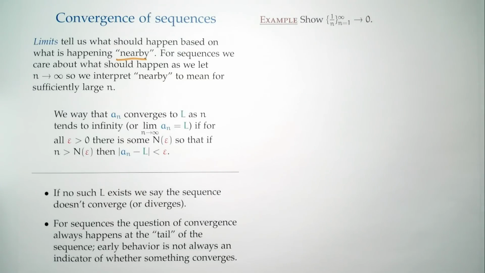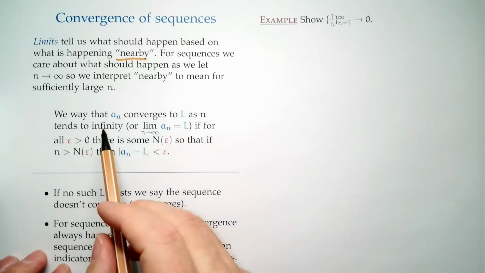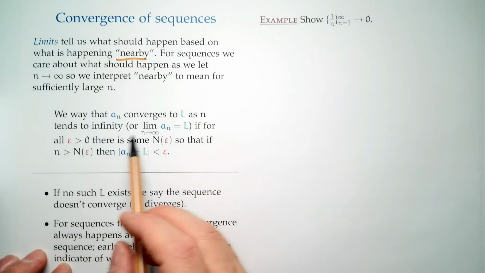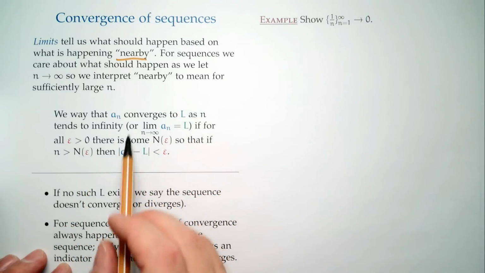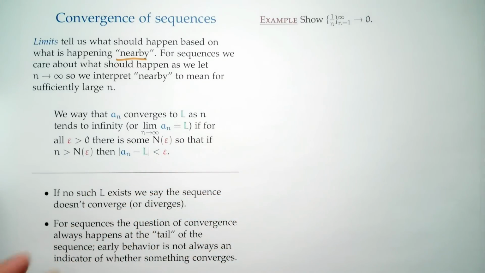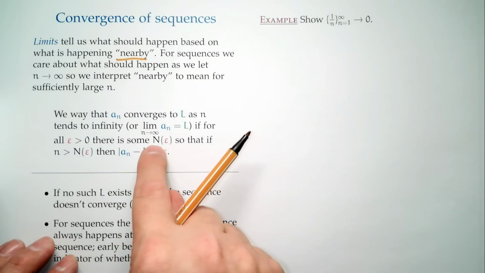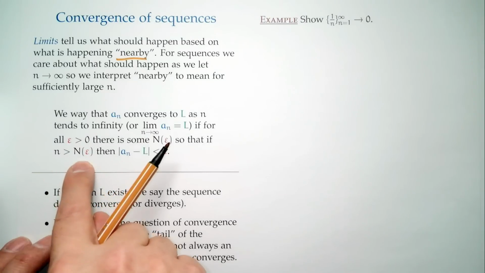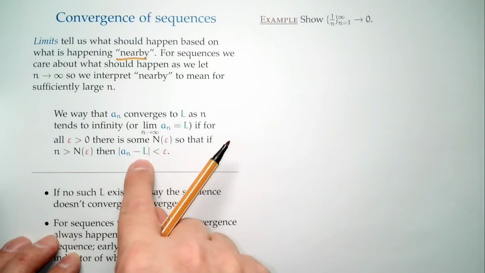So we say that a sequence a sub n converges to L. So it's getting close to L as n tends to infinity. So that's this notation, limit as n goes to infinity of a sub n equals L, if for any epsilon greater than 0, there is some n which depends on epsilon, so that if n is greater than n sub epsilon, the absolute value of a sub n minus L is less than epsilon.